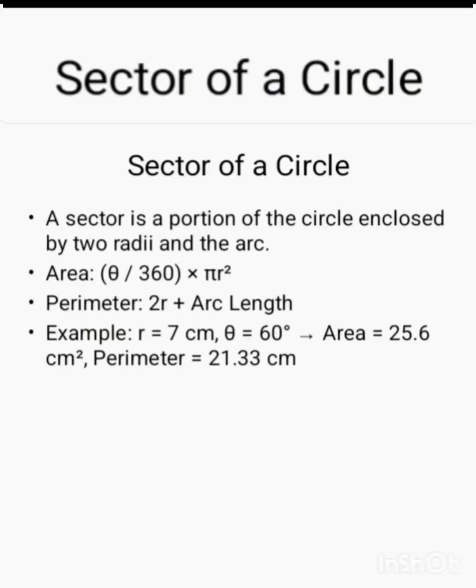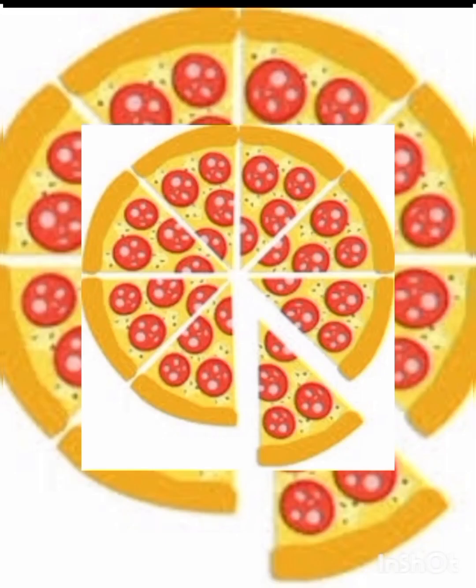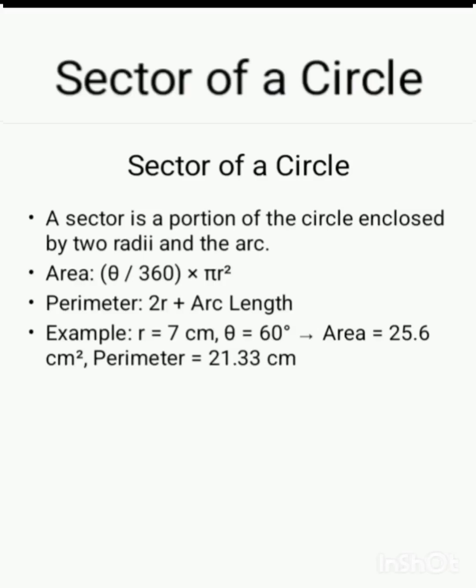Now, sector of a circle. I believe you can see that slice of a pizza, which is giving us a sector. A sector is a region enclosed by two radii and the arc between them. Area of a sector, theta over 360 times pi r squared, while the perimeter of a sector is 2 times radius plus arc length. Indirectly, you are saying diameter plus arc length equals the perimeter of a sector.